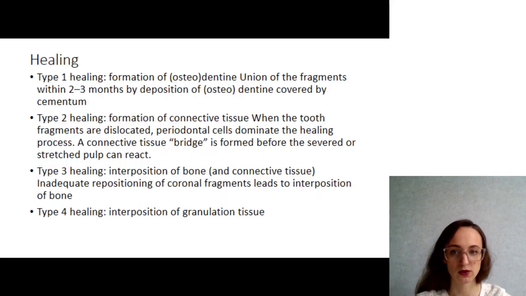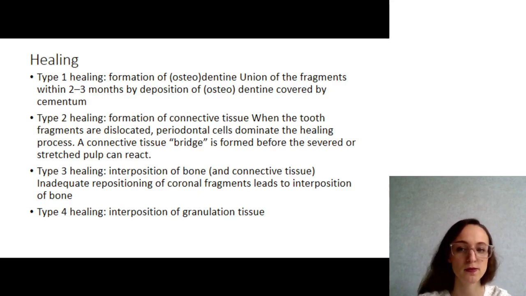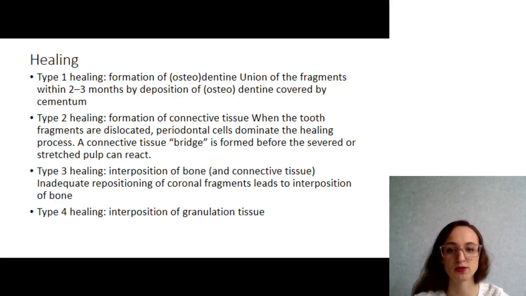So then healing. Here are four types. Type 1, osteodentine union of the fragments within 2 to 3 months by deposition of dentine covered by cementum. Type 2, healing by formation of connective tissue. When the tooth fragments are dislocated, periodontal cells dominate the healing process. A connective tissue bridge is formed before the severed or stretched pulp can react. Type 3, interposition of bone and connective tissue. And type 4, interposition of granulation tissue.